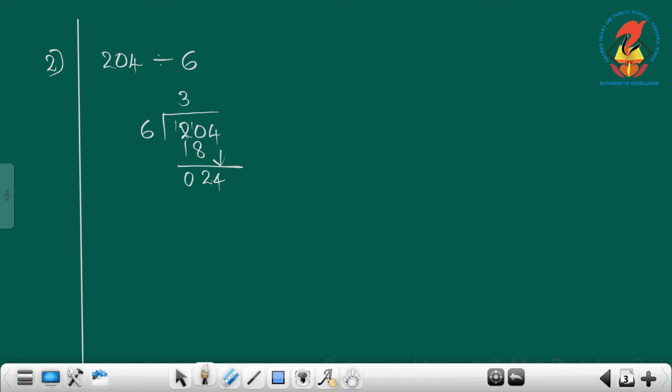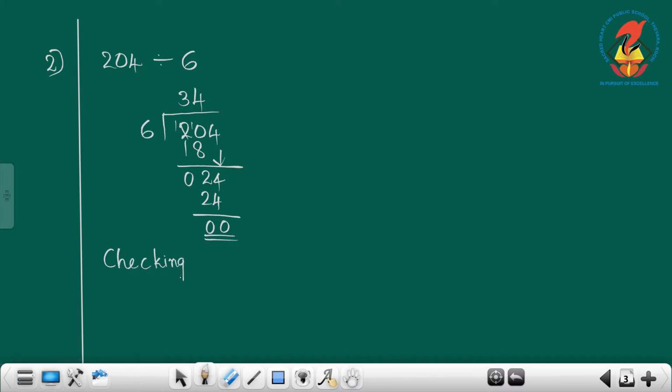In 24, how many times go in 6 table? 6 4s are 24, write down 4. In the ones place 4 minus 4 is 0, 2 minus 2 is 0. So again the remainder is 0. So we can check whether our answer is correct or not.